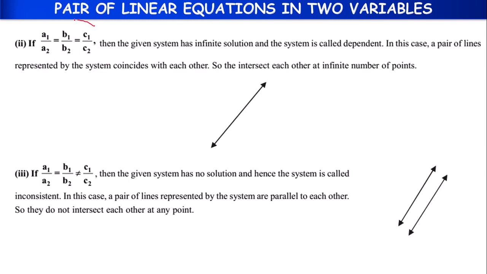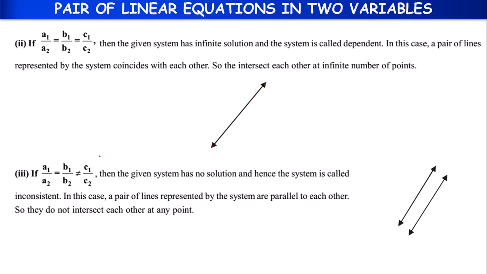Suppose they follow this condition, then they will have infinite solutions, and the system of equations is called a dependent system of equations. In this case, both the lines represented by the system coincide with one another at an infinite number of points. So it will have infinite solutions.